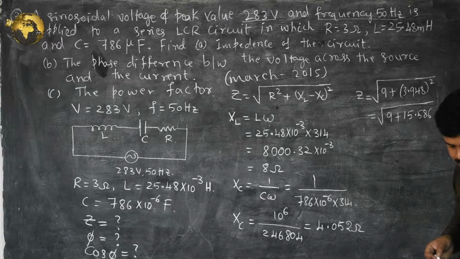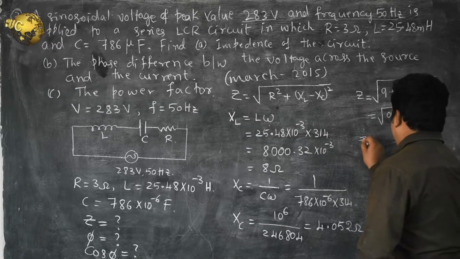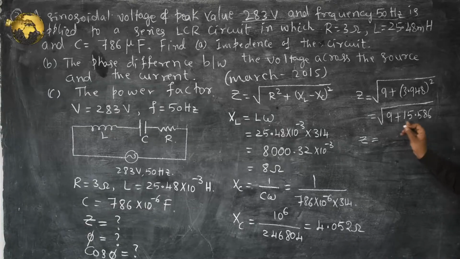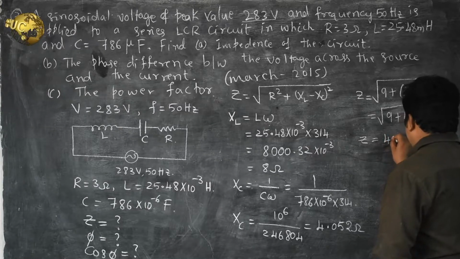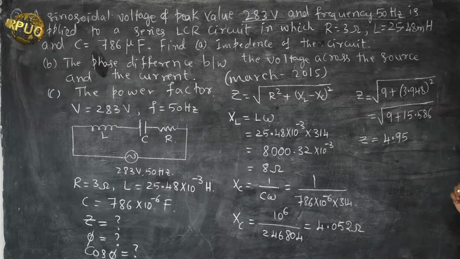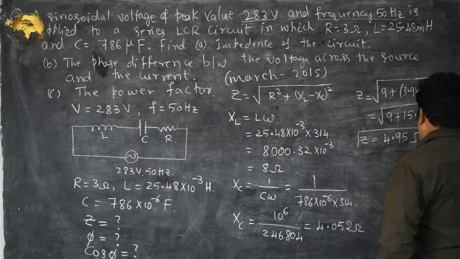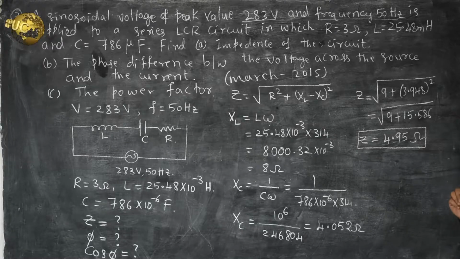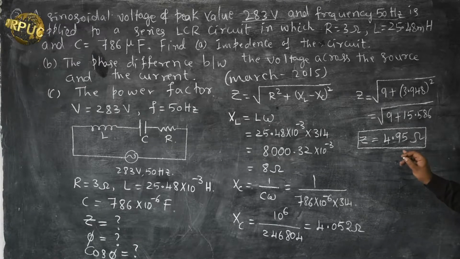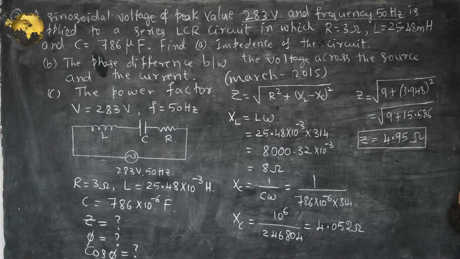I am going to write it directly. So we get it as 4.95 Z on solving, adding the values and taking the square root for it. So again, the unit of impedance, that is the resistance in the LCR circuit, is going to be ohm. So now we calculated the first one, that is impedance of the circuit. Let's go for the next one.